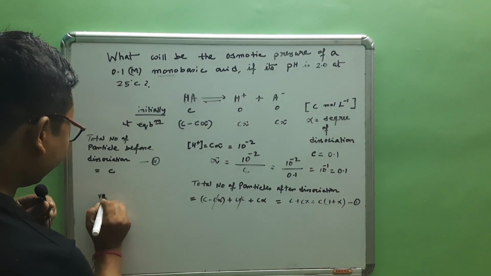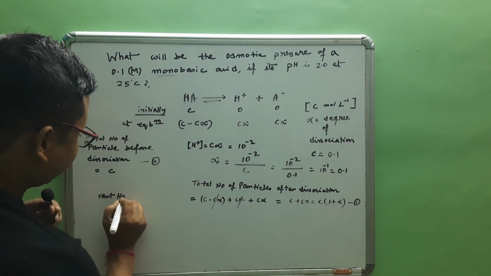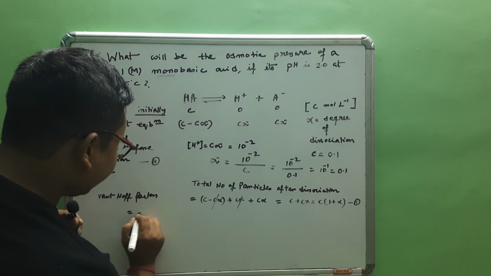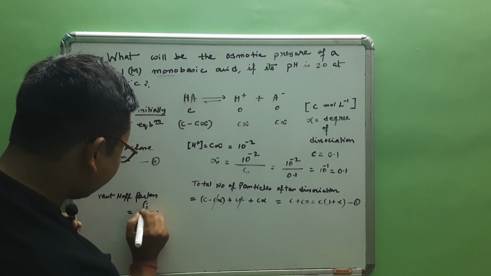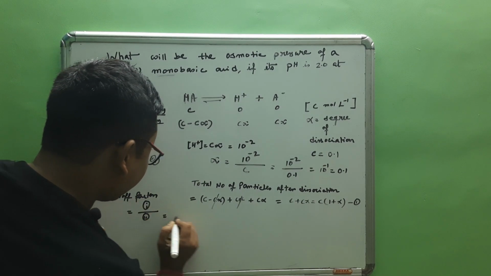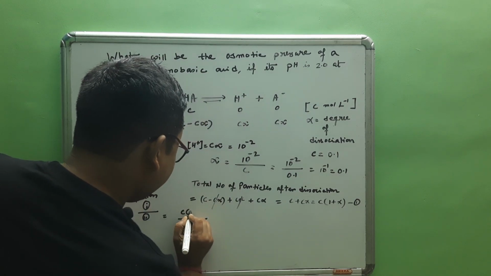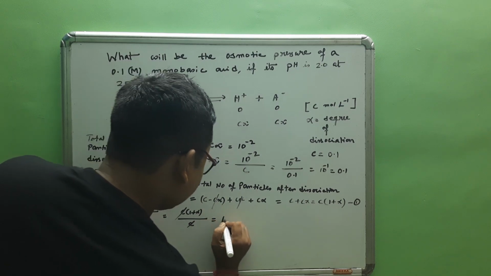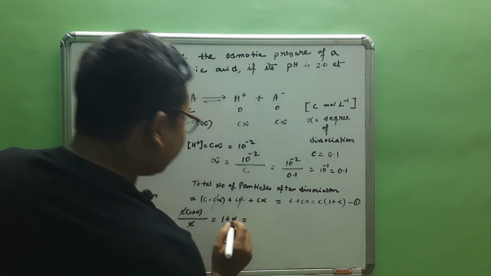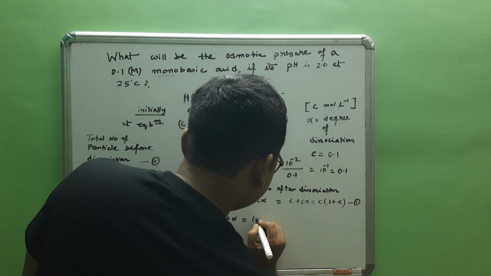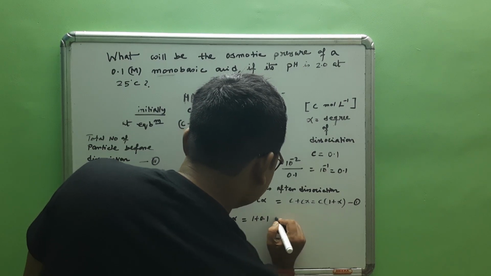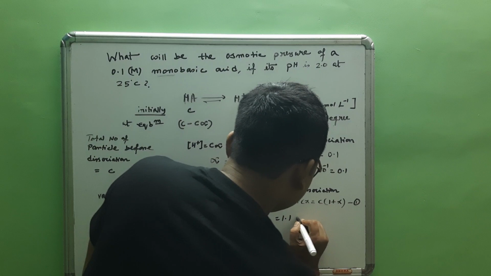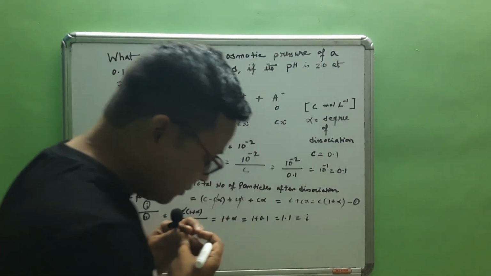So what will be the Van't Hoff factor? It is the number of particles after dissociation divided by the number before. So C into 1 plus alpha divided by C. C cancels, so it is 1 plus alpha. The value of alpha calculated is 0.1, so 1 plus 0.1 is 1.1. So the Van't Hoff factor I is 1.1.